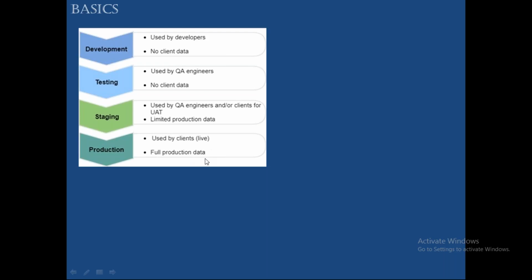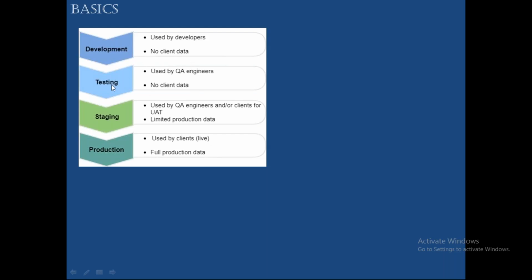Then it will go to the production, used by clients, full production data. Full production data means what? Full production data means whatever data. So all people, whoever are customers for SBI, whatever transactions they are doing, all the data will come. The data we will copy into the data lake storage gen 2. That is the actual data, completely production data.